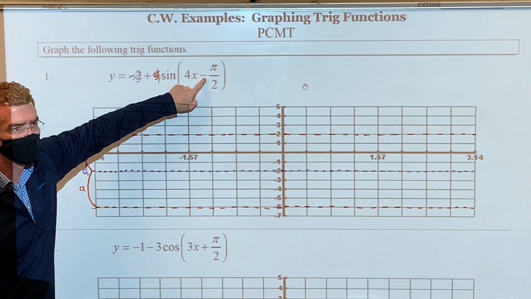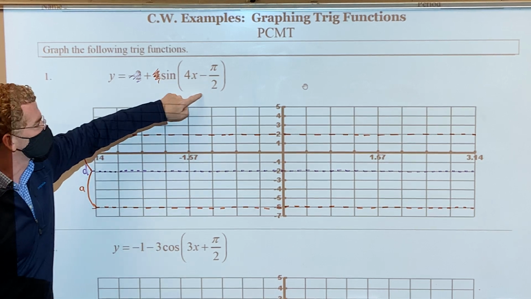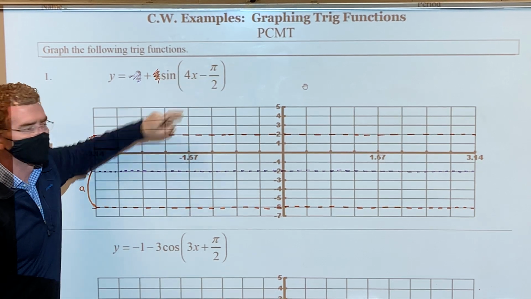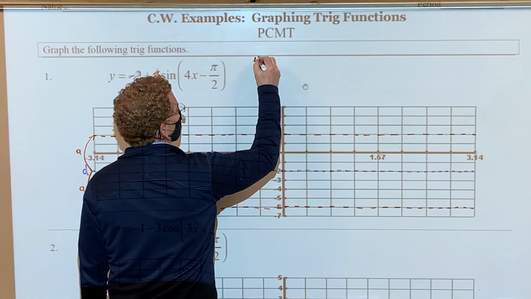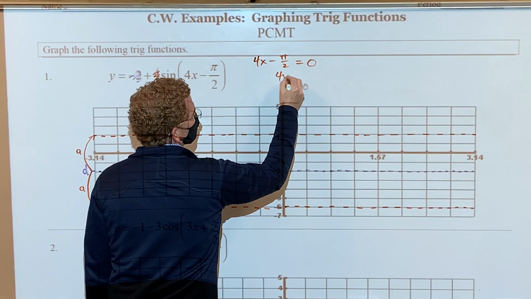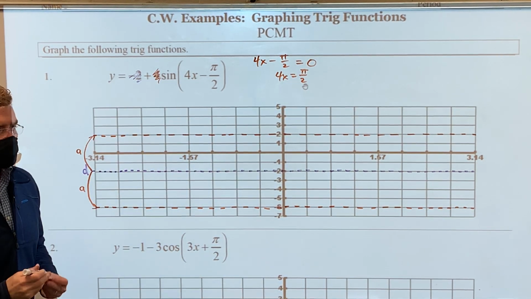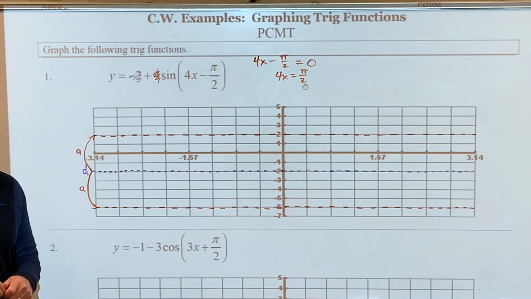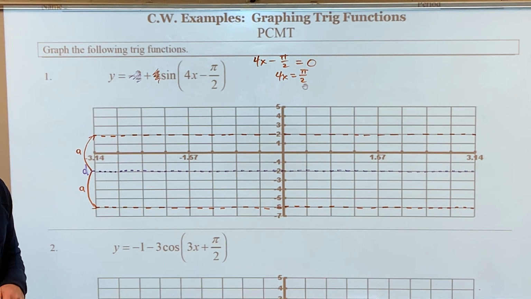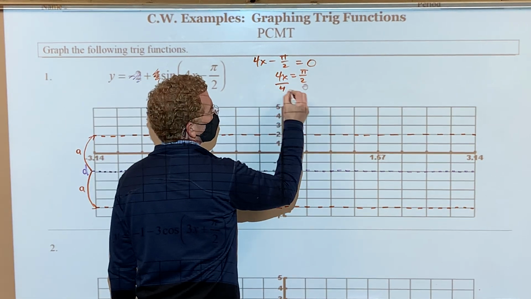I know it's going to the right, but what did I tell you that you ought to do? Set that equal to 0 and solve. So I have right now 4x minus pi over 2. I'm going to set it equal to 0, which gives me 4x equals pi over 2. And then what do you do now? You divide by 4. Now I have a question. When you divide by 4, does this bother you?